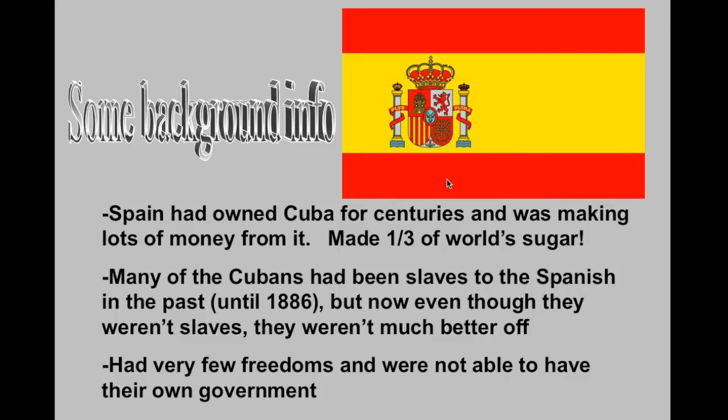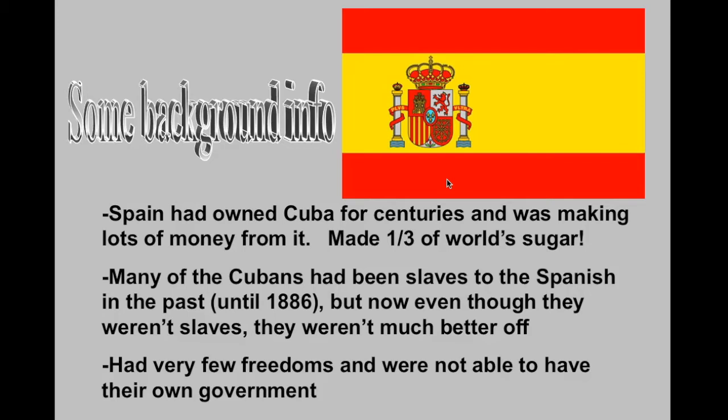Many of the Cubans had been slaves to the Spanish in the past, up until 1886, which, if you check your math from last year in 8th grade, you remember the Civil War in America ended in 1865. So you see slavery still happened in Cuba for a few more years. But now that the Cubans aren't slaves anymore, they still aren't too much better off. Still pretty miserable. They kept trying to fight for their freedom.